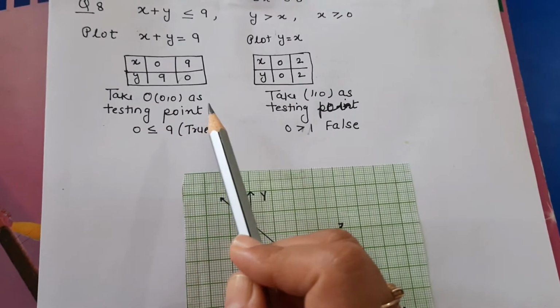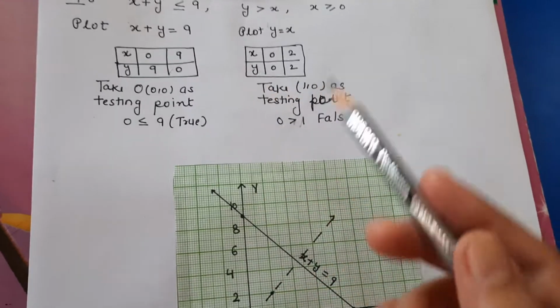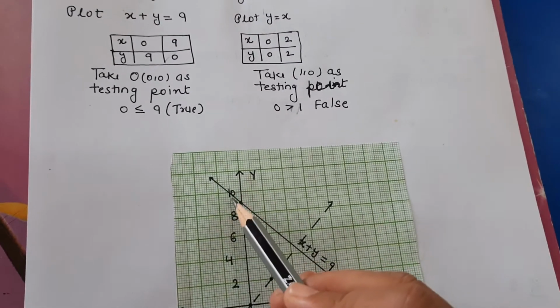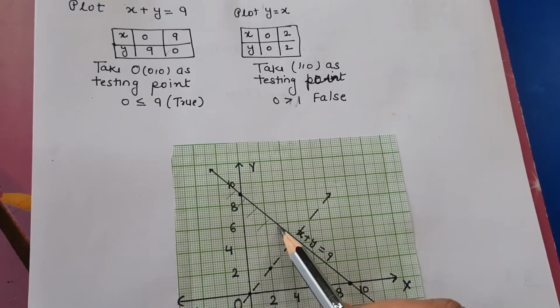Take origin as the testing point. Now 0 less than or equal to 9. True? If it is true, that means the region of this inequality will be towards the origin.